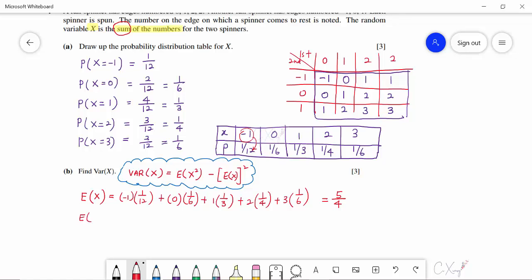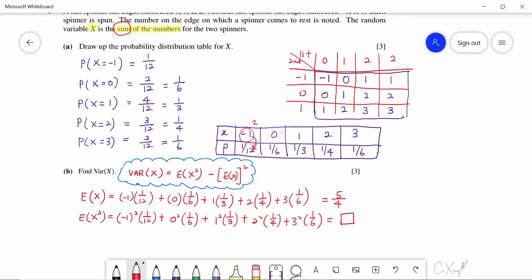Next, I will find the expected value of x squared. For the expected value of x squared, you need to square the x, then only multiply with the probability. As an example, -1 squared multiplied with 1 over 12, 0 squared multiplied with 1 over 6. You can see that I square all the x before multiplying with the probability. 1 over 3, 2 squared, 1 over 4, 3 squared, 1 over 6.